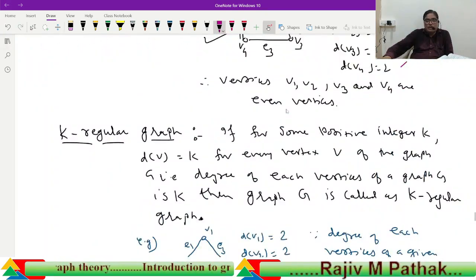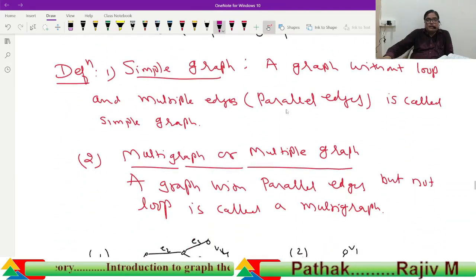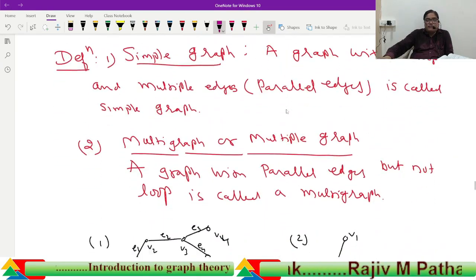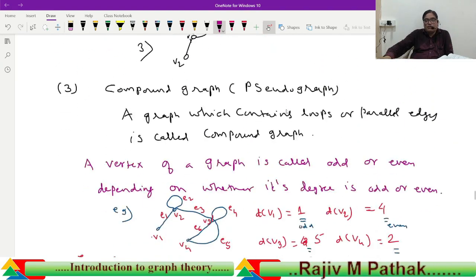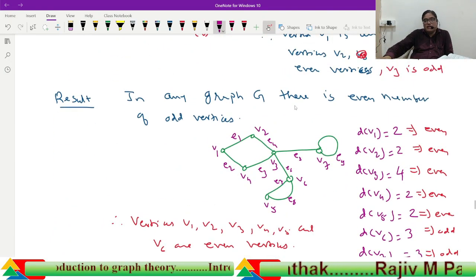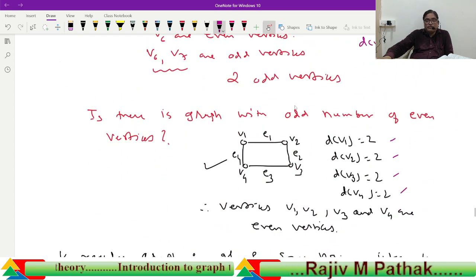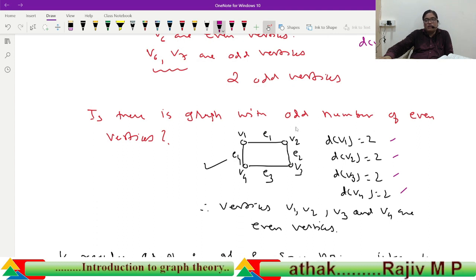सबको समझ में आ गया कंप्लीट ग्राफ क्या होता है, रेगुलर ग्राफ क्या होता है? तो आज हमने क्या पढ़ा देख लेते हैं. We revised what is a simple graph, what is a multigraph and what is a compound graph. And then we have seen the result: in any graph G there is an even number of odd vertices. This is a universally true result, but there does not exist a graph with an odd number of even vertices. Is there a graph with an odd number of even vertices? The answer is no. This is the counterexample.